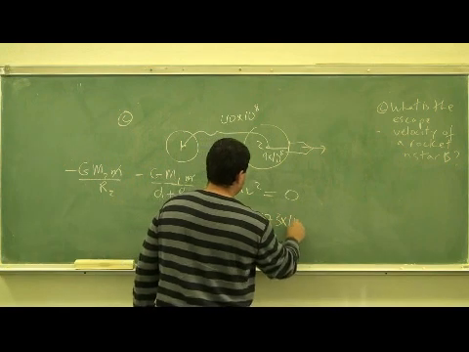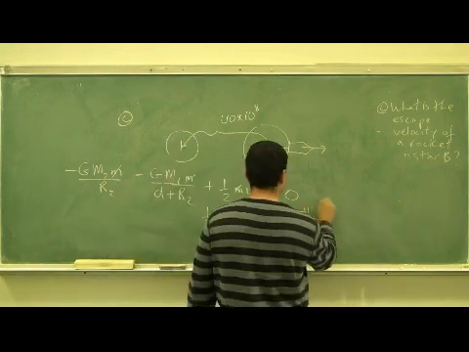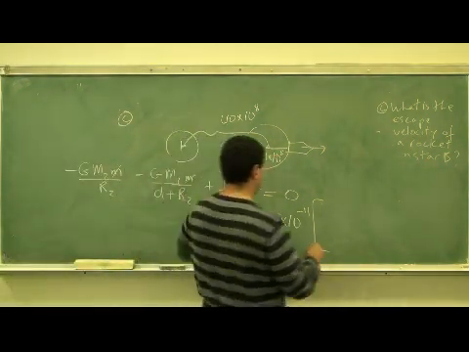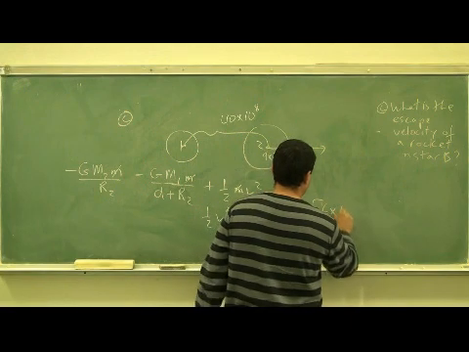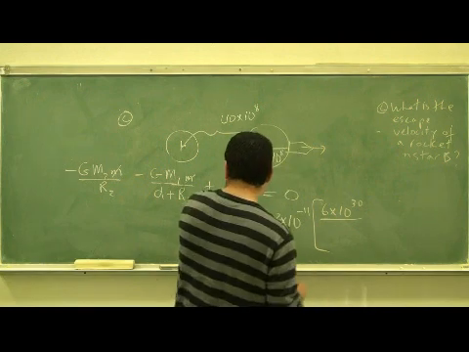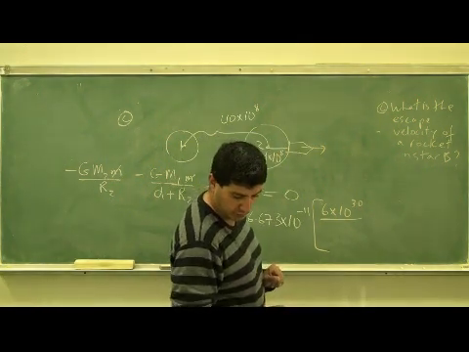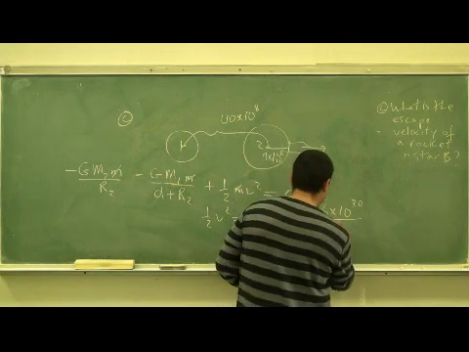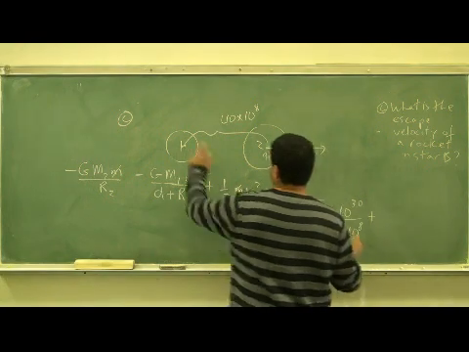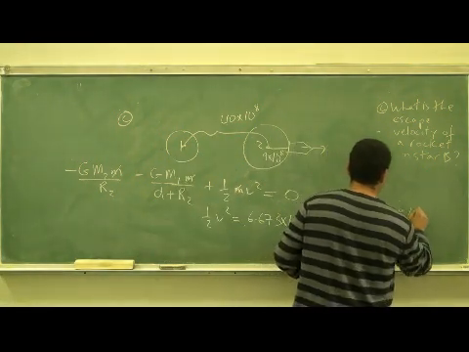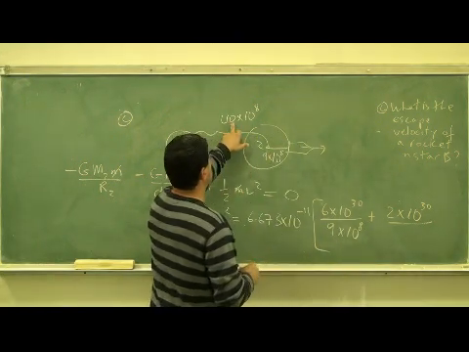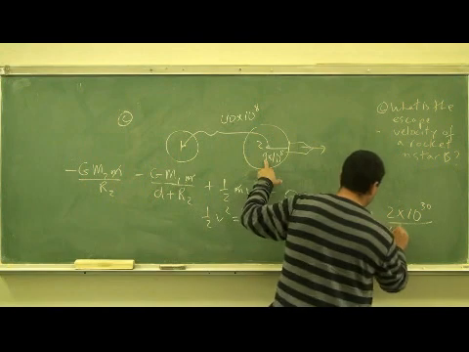6.673 times 10 to the negative 11. And I'm going to factor that out, and then the mass of this star is 6 times 10 to the 30th divided by the radius of this star, which was 9 times 10 to the 8th, plus the mass of that star over the distance between them, right? So 40 times 10 to the 8th plus 9 times 10 to the 8th, so 49.